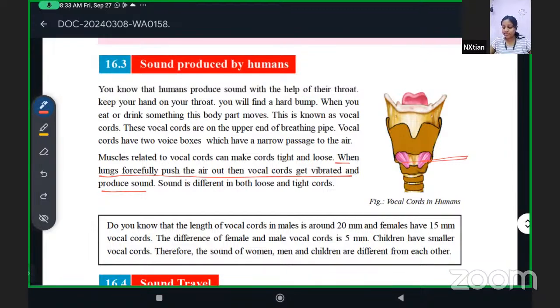Yes, it is a vocal cord. This is the breathing pipe. This is the neck, and this is the jaw. What is the brown thing?